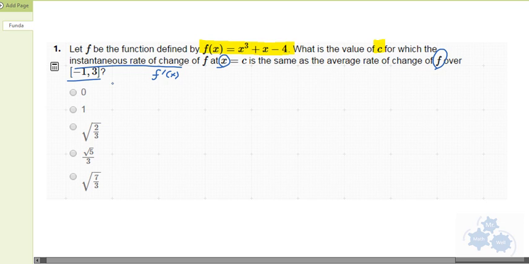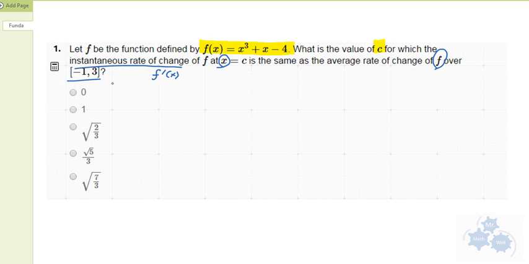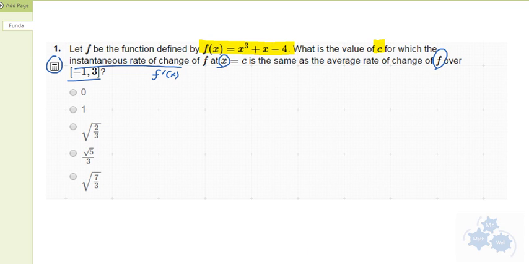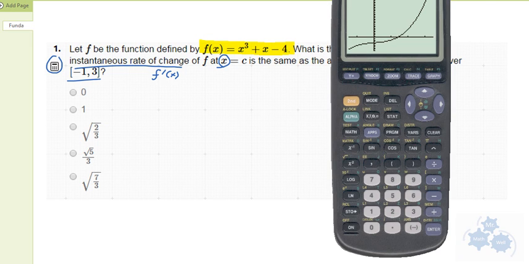So that's basically, we're using the mean value theorem to say, here's the equation of the graph, find the value c that has the same slope of the tangent line, that's the instantaneous rate of change, as the average rate of the entire function over this interval -1 to 3. Now some of these questions will be in sections on the AP exam where you cannot use a calculator. This one says you can use a calculator. So I just graphed this. You don't have to graph it, and we won't use the graph per se to answer this question.